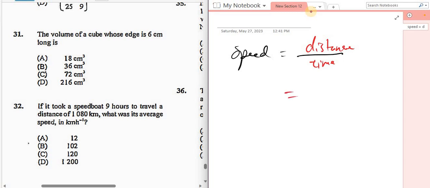So okay, what's the distance they gave us? 1,080. And what's the time? 9 hours. Alright, so you have to just simplify that now. 9 into 108. That should be easy. But knowing the 9 times table will help here. If not, then you could say 9 into 10 goes what? Simplify that. That should be easy.